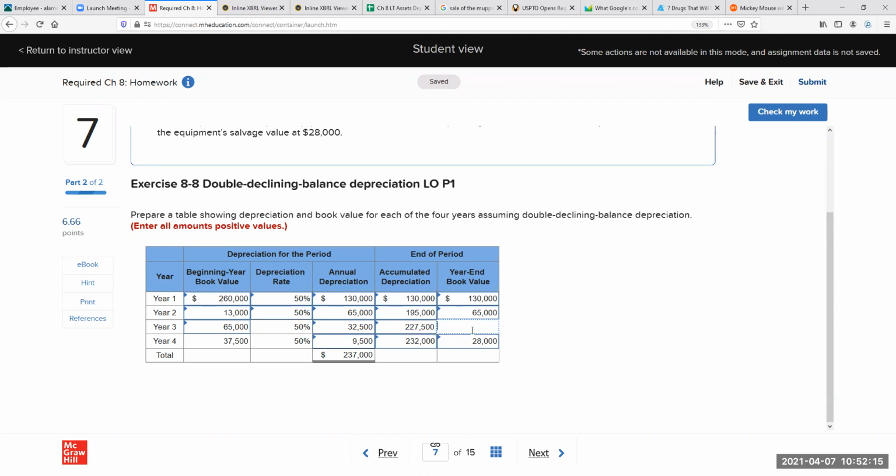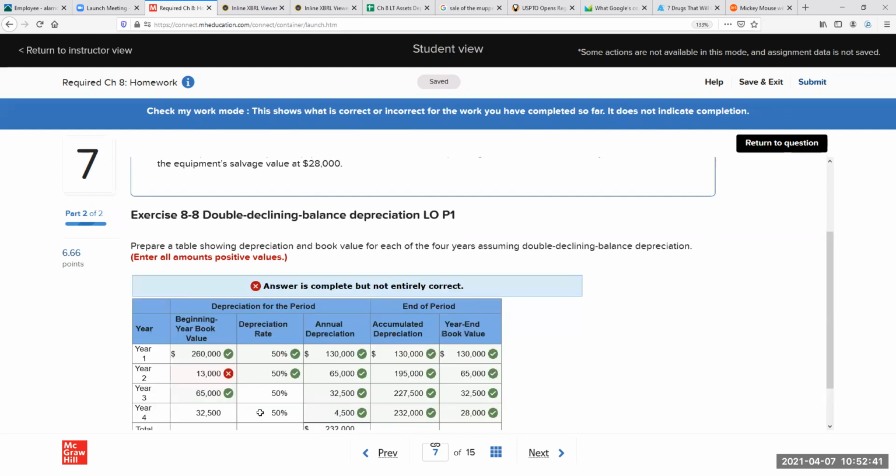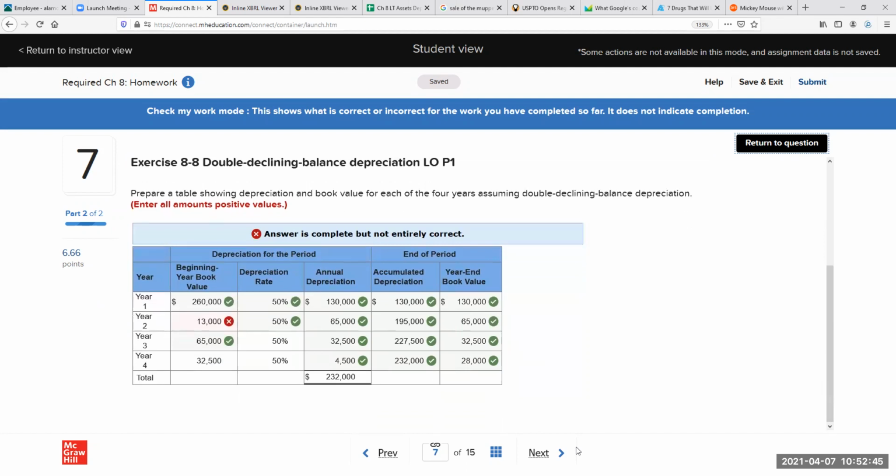And this is 32.5. 32.5 minus the 28, so the last year should only be 4,500. And then this 227 plus 232, and this should be 28. And now they match. You see, they should have matched before. Okay, let's check now. I should have it right now. Oh, see, it didn't bring me a zero. Okay, y'all know what I did wrong there. Let's go on.